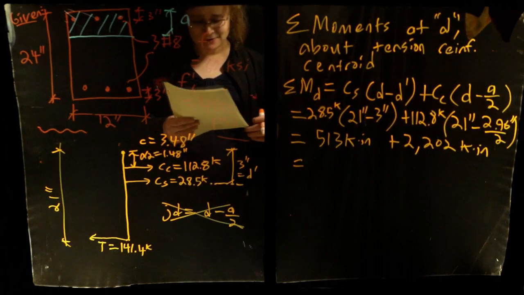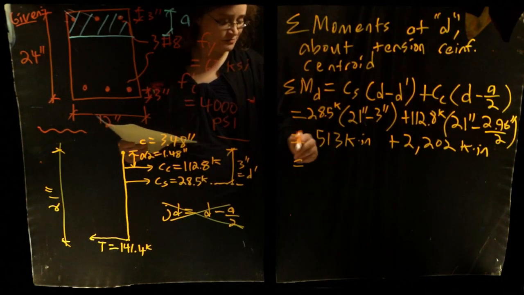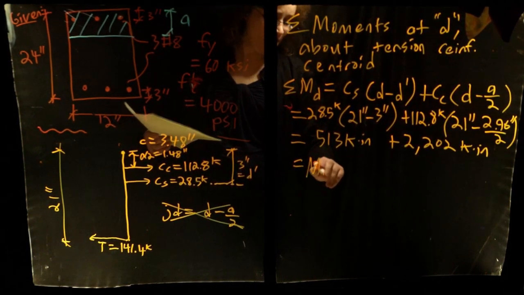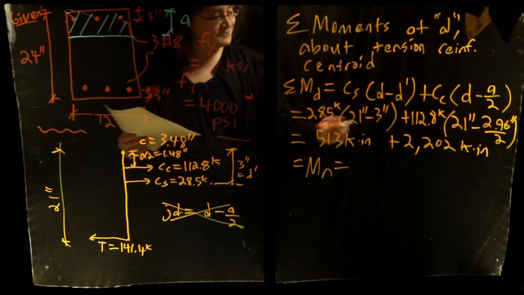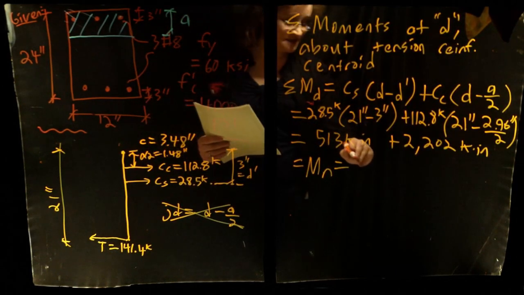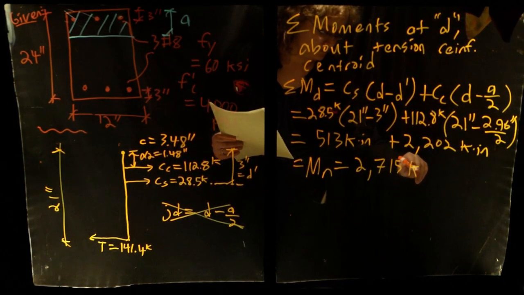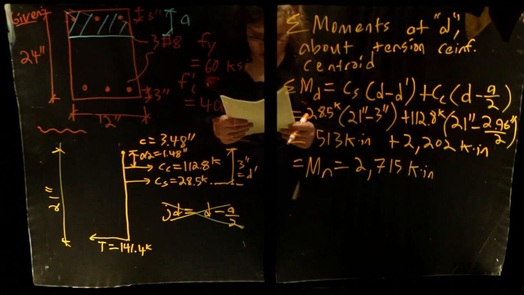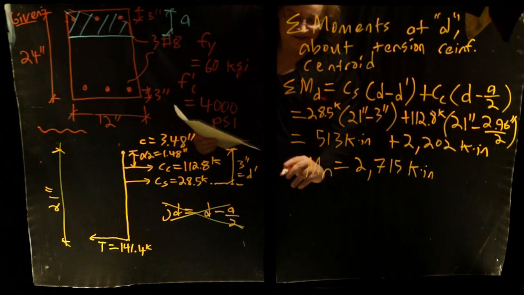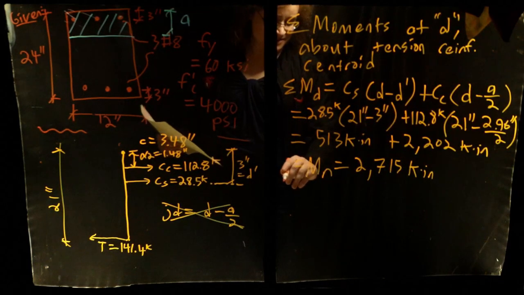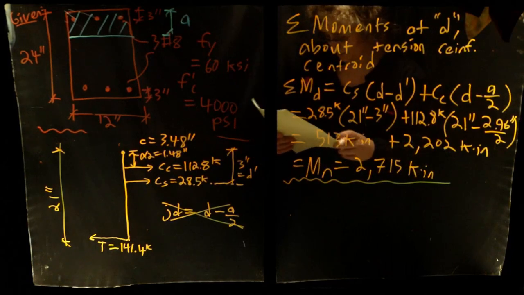And I get a total value, basically a summation of moments, which will be equal to our nominal moment capacity. Simply adding these two together, I get 2,715 kip-inches. So that's my nominal moment capacity, but I do need to calculate my phi times Mn.